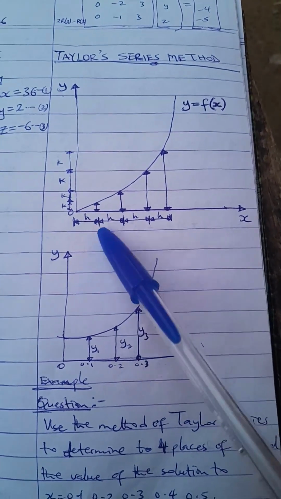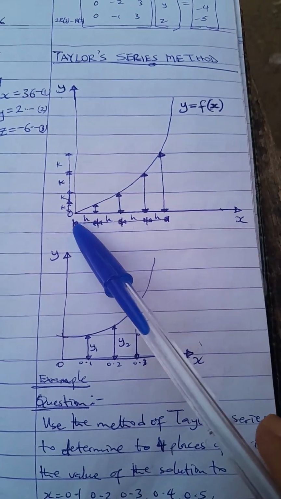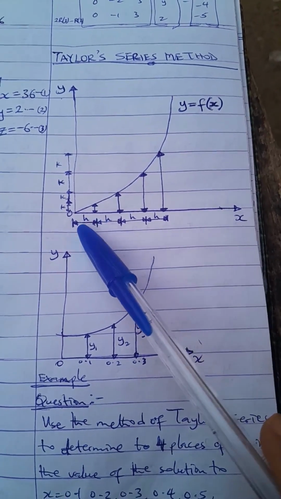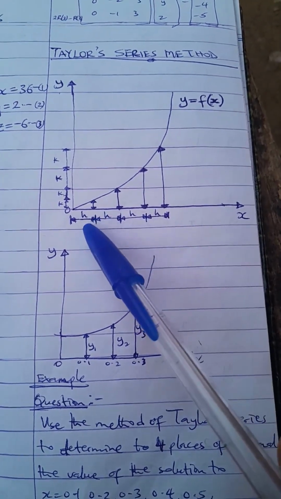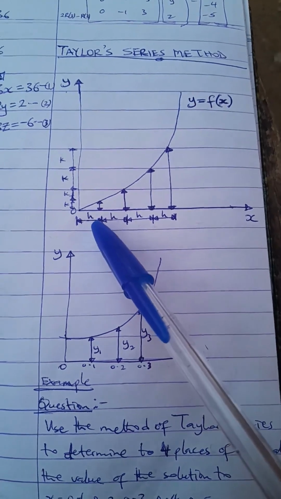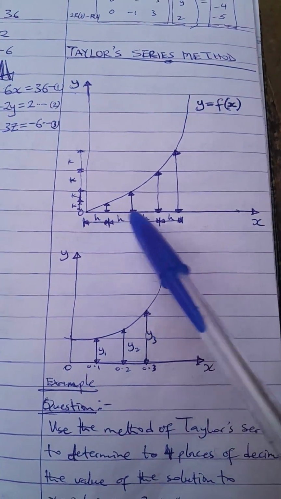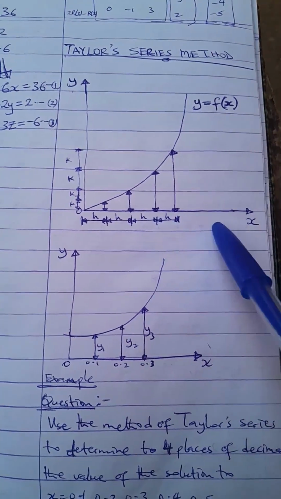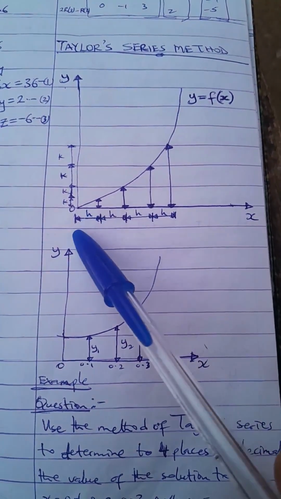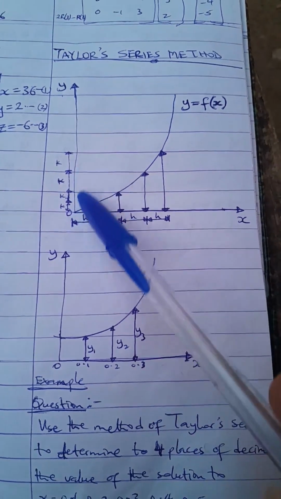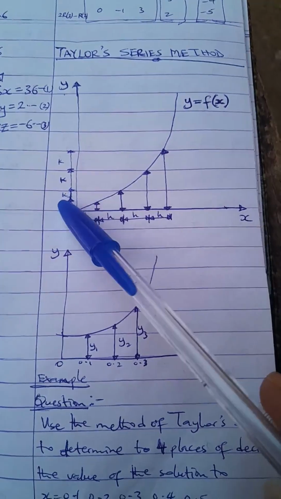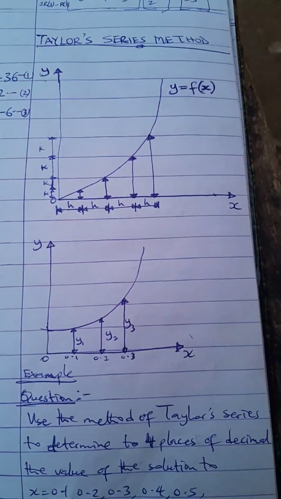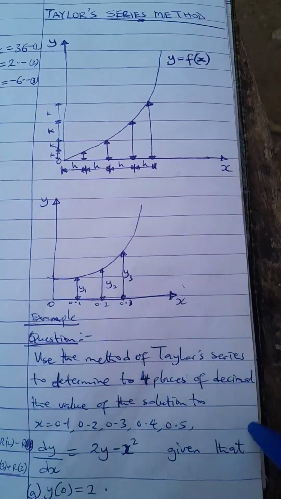You can see that the increment here, from here to here, is delta h. Each increment is delta h, which means h. So delta x, the change in the x axis, is h, and the increment in the y axis is k, which is delta y. Now let's quickly go to the example.